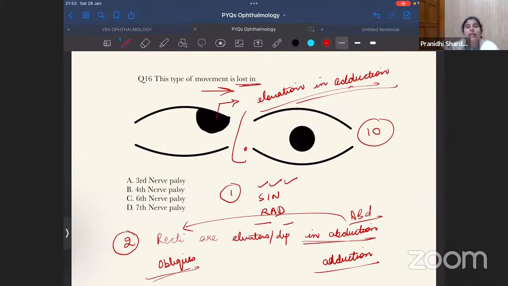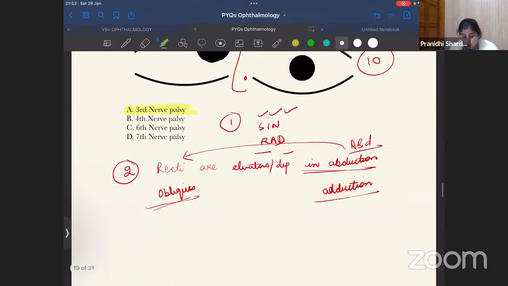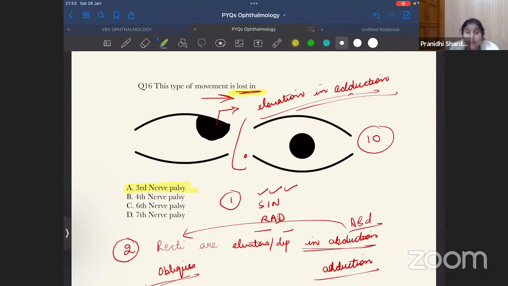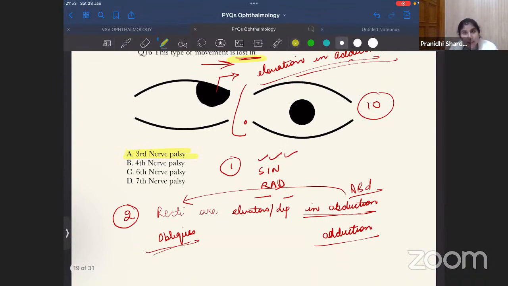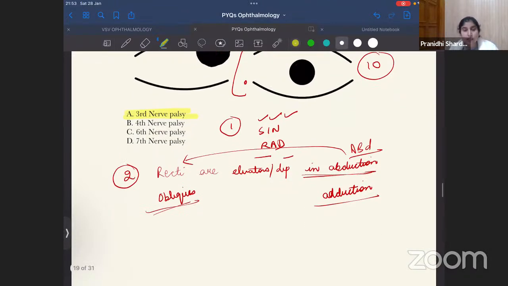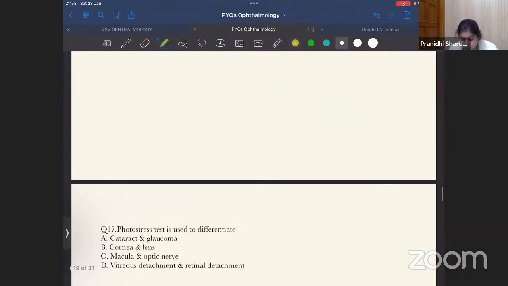So the question is, inferior oblique function is lost in which condition? Inferior oblique is supplied by the third nerve, so the answer is third nerve palsy. Is it clear? This question is clear because the question is the movement is lost in. Firstly, you have to see which movement it is, supplied by which nerve, and then you will get the answer. So this is third nerve palsy. I hope it is clear to everyone.